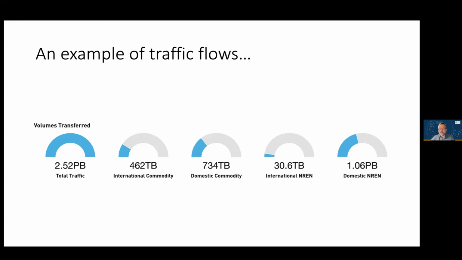So international commodity, this is the amount of traffic that we either bring in or send external to New Zealand. So 462 terabytes of that 2.52 petabytes is considered international commodity. So commodity traffic is your Facebooks, your Googles, all those types of things, anything that's not necessarily going to another university or to a research lab. Domestic commodity, notice how that's much higher. So you have 734 terabytes of domestic commodity as opposed to 462 terabytes of international commodity.